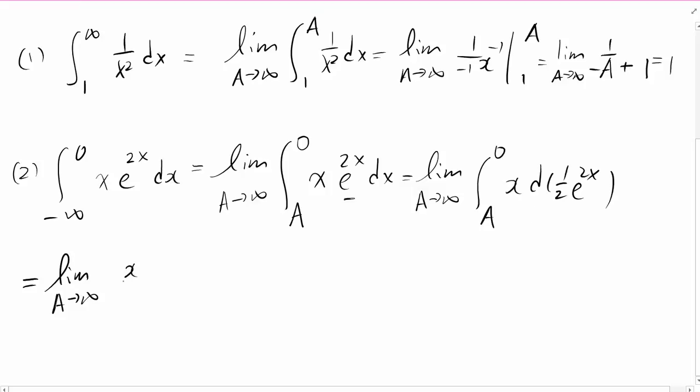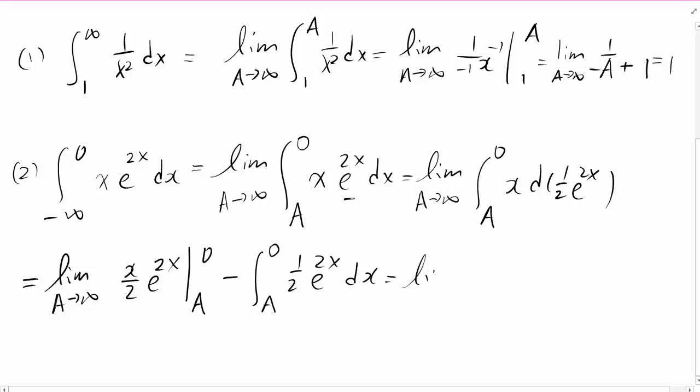So we have x over 2 and e to the 2x, and plug in 0 and a over here. Okay, and that's the one. And then we subtract the integral, swap them. So we have from still a to 0, and we have 1/2 e to the 2x dx. Okay, so what we have is the following limit. Limit a is approaching infinity, and when we plug in 0, we get a 0.